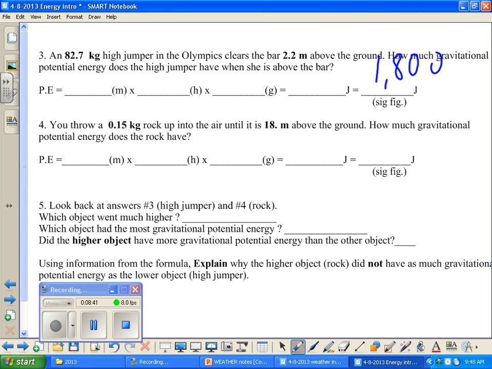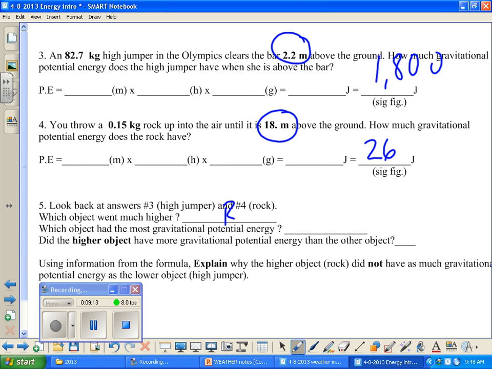But that rock, why didn't that rock have so much energy in it? It's got a little mass, doesn't it? So which one went higher? How high is the jumper? She's 2.2 meters. How high is the rock?